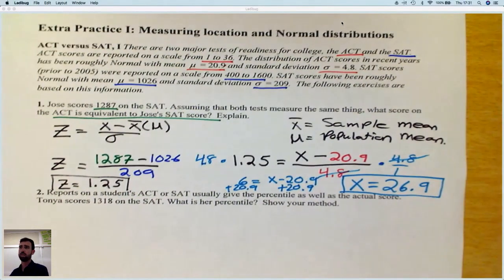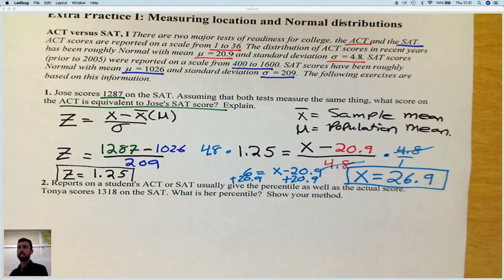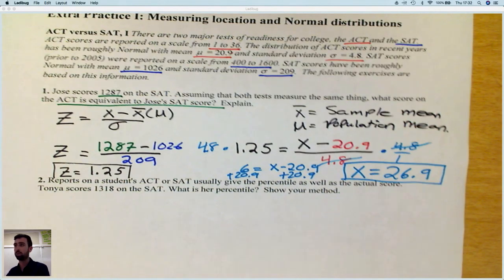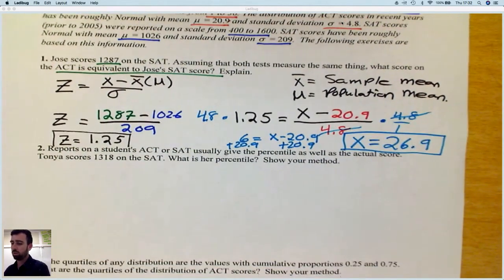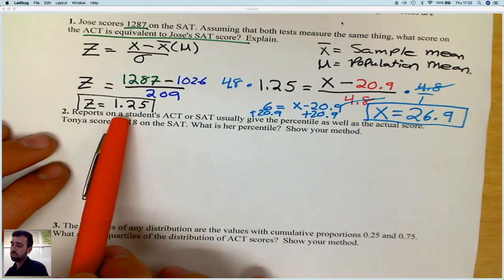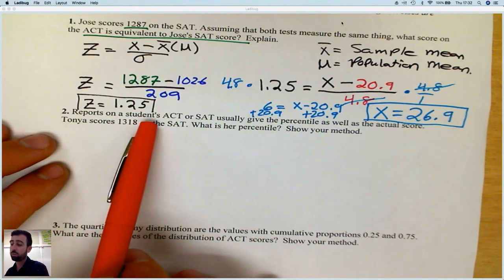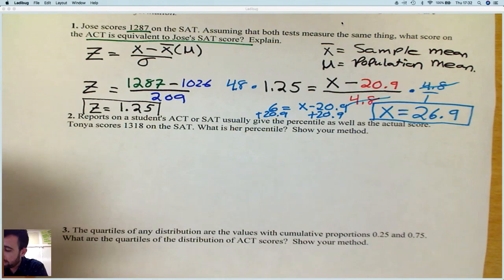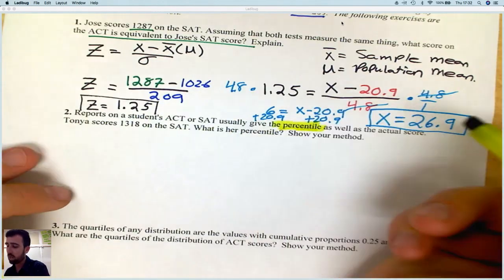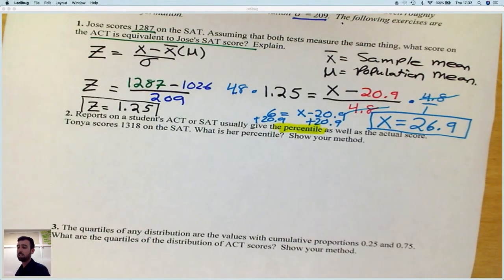All right. Now, there is something that we need to go into a little deeper with this problem. So number 2, reports on a student's ACT or SAT usually give percentile. There it is. As well as the actual score. Tanya scored a 1310 or 1318 on the ACT. What was her percentile? So Jediah, this is that question that you asked earlier about how do you do it for a large data set.